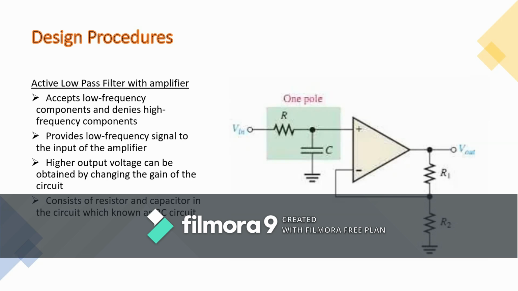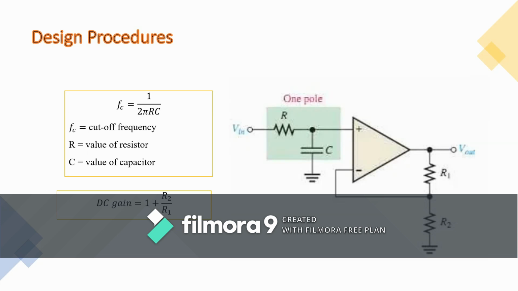And last but not least, the active low pass filter only consists of resistor and capacitor, and this type of circuit is also known as an RC circuit. In order to get the value of the resistor and capacitor, we can use the formula Fc equals 1 over 2 pi RC. The Fc represents the cutoff frequency of the circuit, and the DC gain of the circuit can be calculated using the formula 1 plus R2 divided by R1. The R2 and R1 can be seen on the right hand side of the figure.